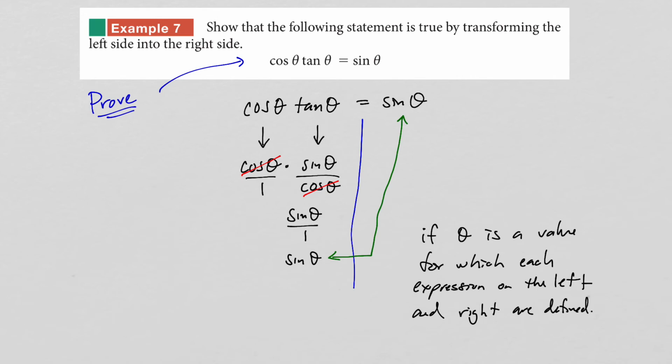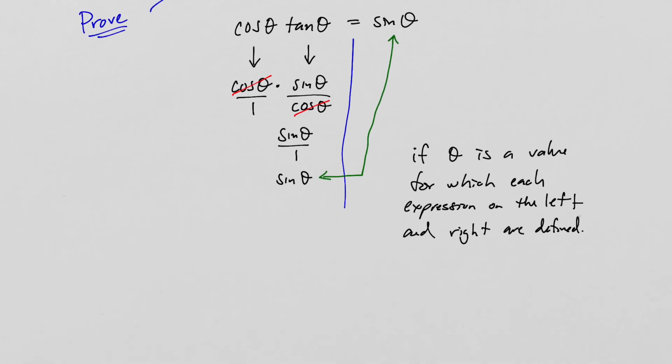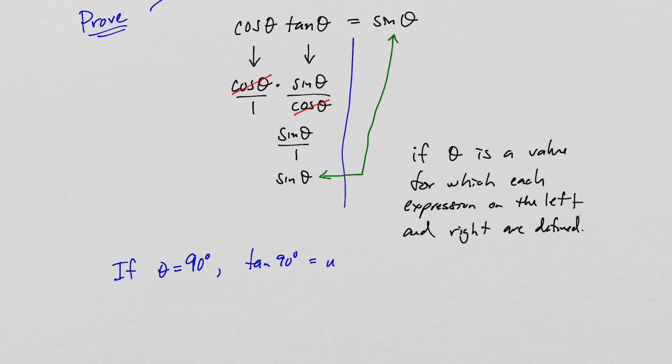Now, what exactly does that mean, and is this such a big deal? Well, it's not really that big of a deal. You don't really have to think about this consciously. But let me just give you a quick example. If theta is equal to 90 degrees, tangent of 90 degrees is undefined. Okay? So since tangent is undefined, that means the whole left-hand side of the equation would be undefined if theta was 90 degrees. So this is not true if theta equals 90 degrees. Okay? And it's also not going to be true at any other value of theta for which tangent is undefined.